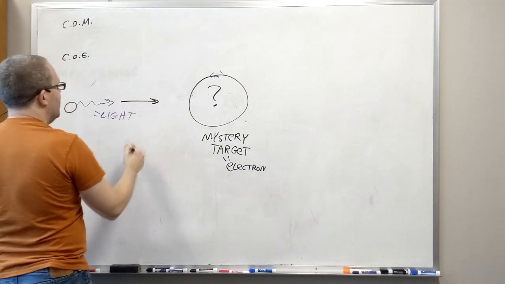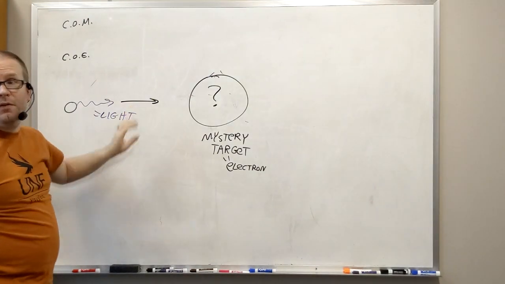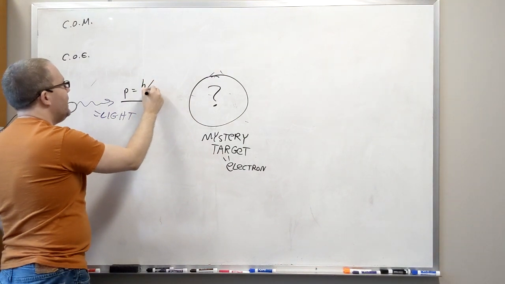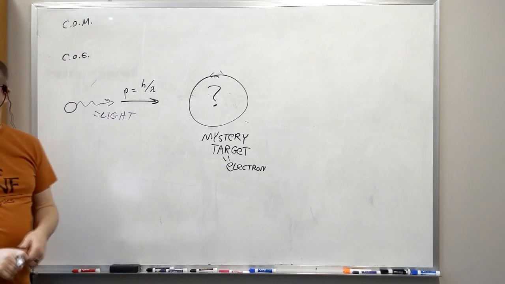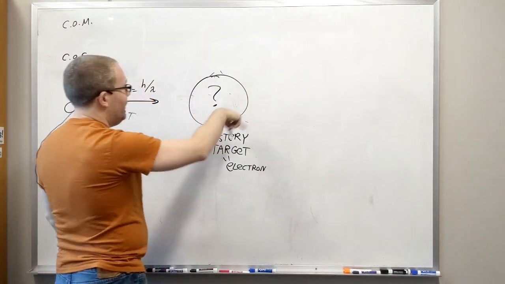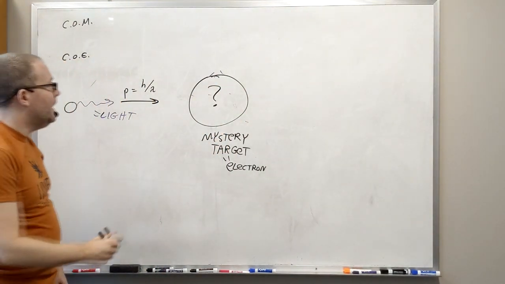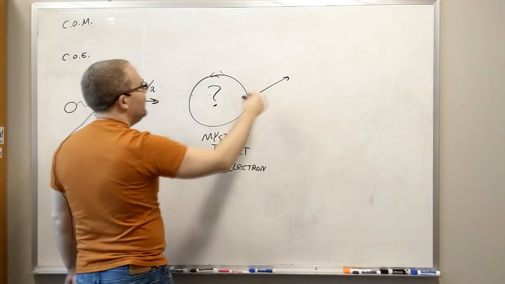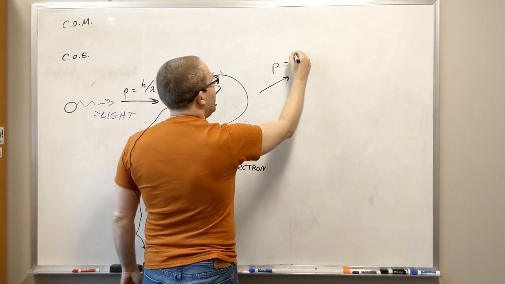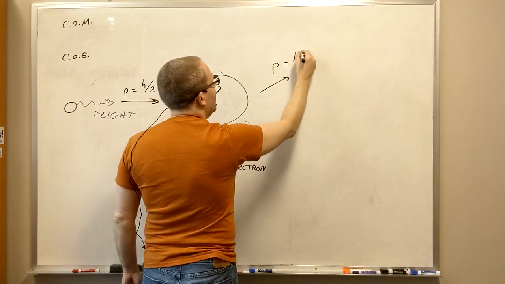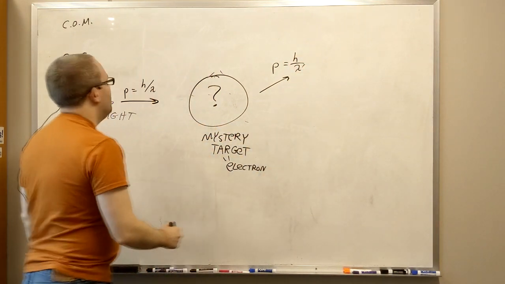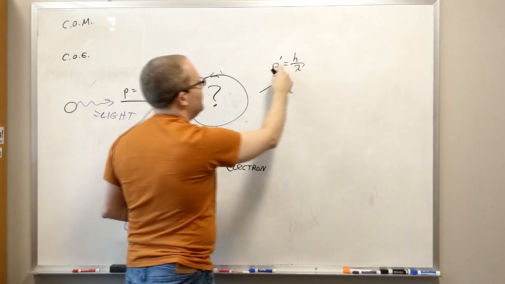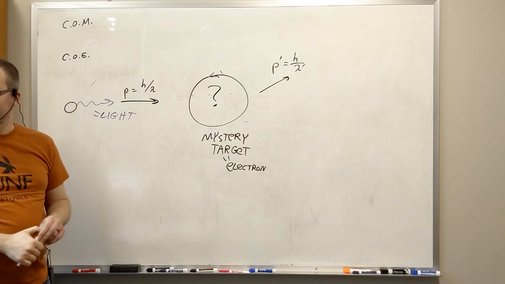So this light particle is going to have one momentum coming in here. In order for the model to work, we're going to relate the light's momentum to its wavelength, h over lambda, where h is Planck's constant. The electron is not going to have any momentum at first, so we're going to consider it to be at rest. After the collision, the photon, the light particle, is going to bounce off this way with a new momentum of h over lambda prime. The prime means after the collision: lambda prime is the new wavelength, p prime is the new momentum.